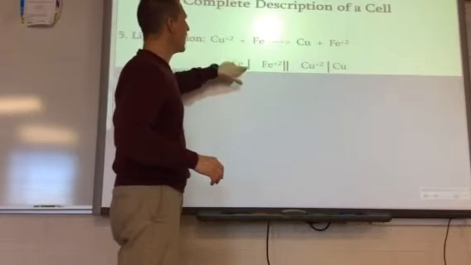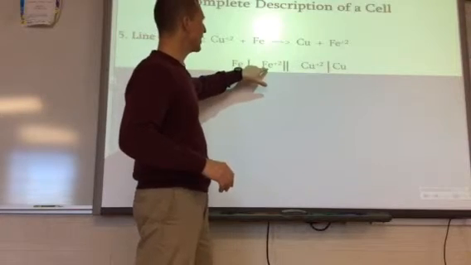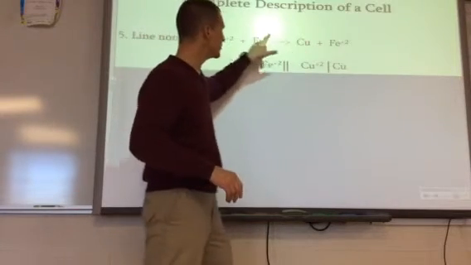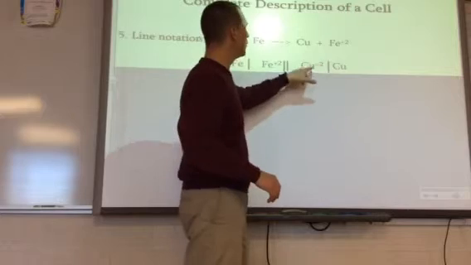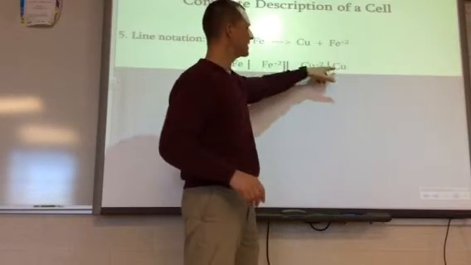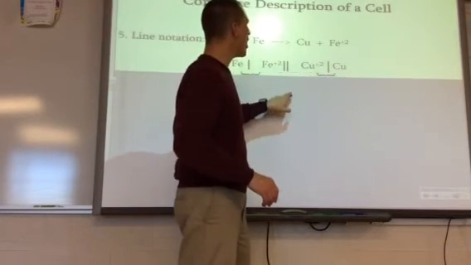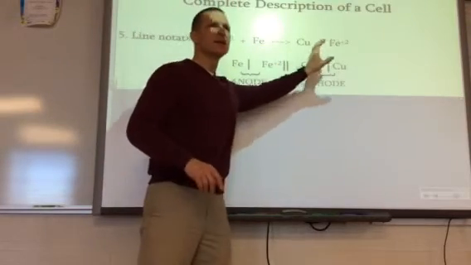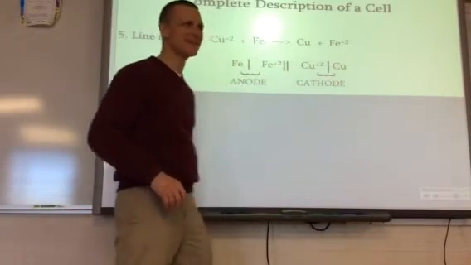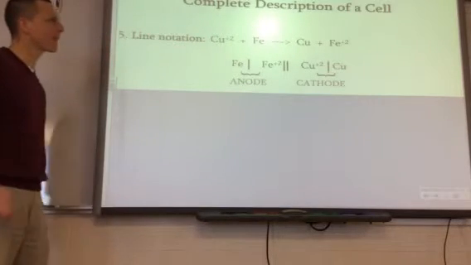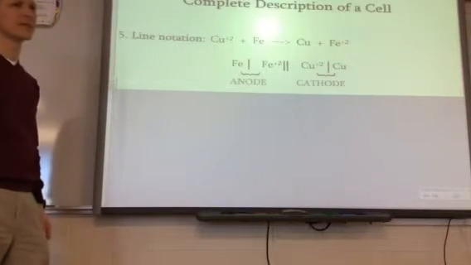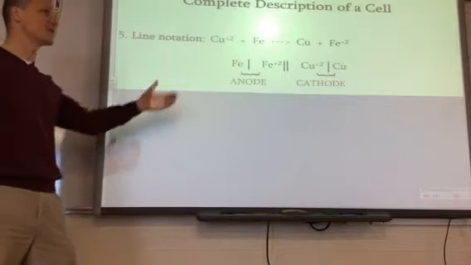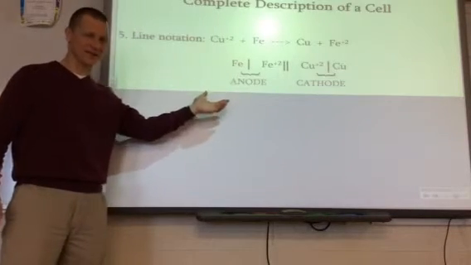So this shows us that iron is oxidizing into iron plus 2. That's what we have in the reaction. And then in the cathode, we have copper plus 2, reducing to copper. So it's always written with the anode on the left, 2 lines, cathode on the right. Unfortunately, this is a very simple example. They're not all that simple.